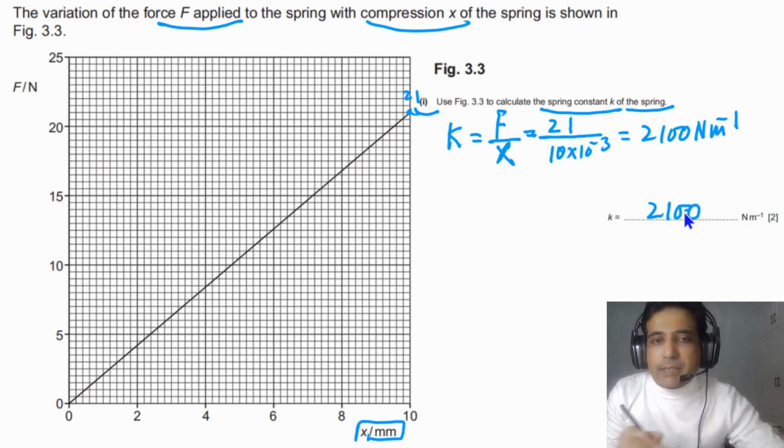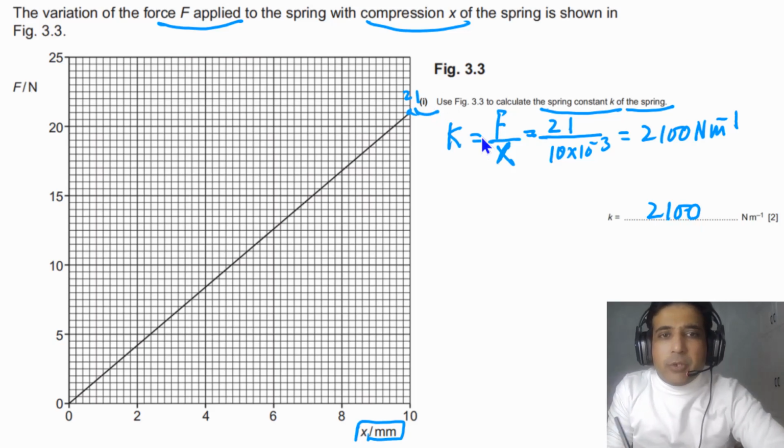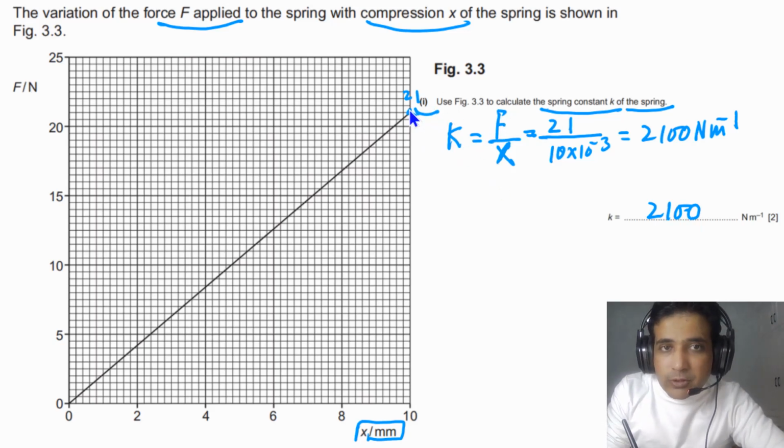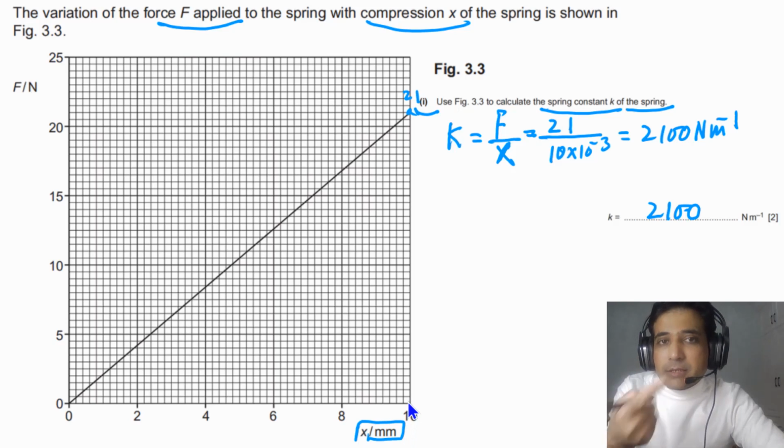So this is how you can find the answer, because k is equal to F over x, meaning the force divided by extension, which in this case is compression. So extension or compression, you can simply divide and find the answer. So this is our final answer.